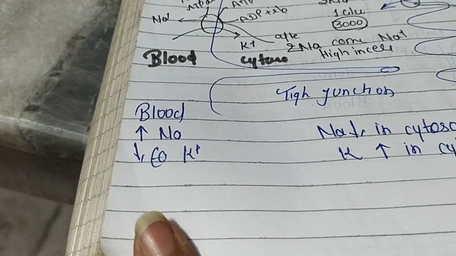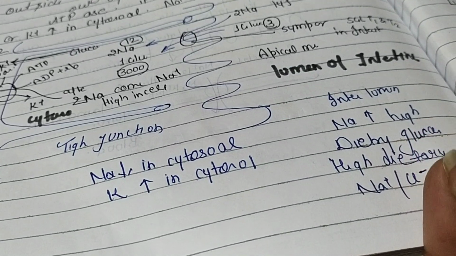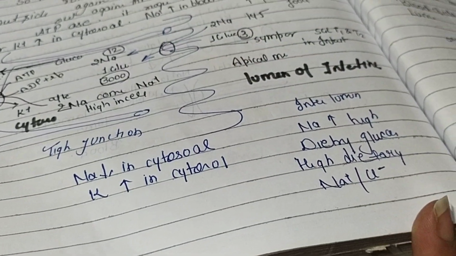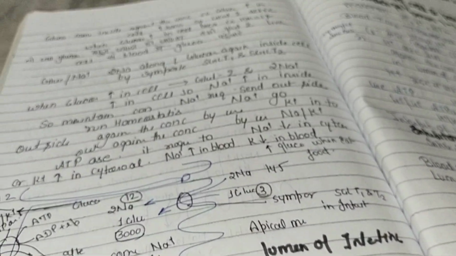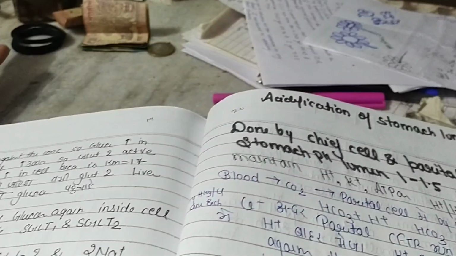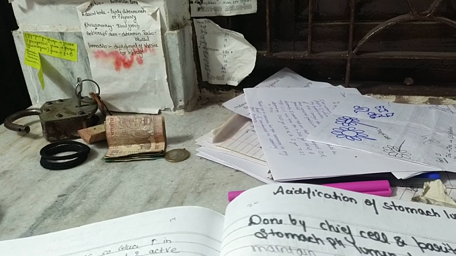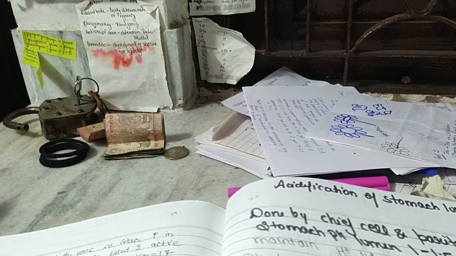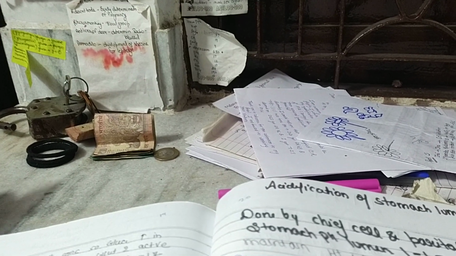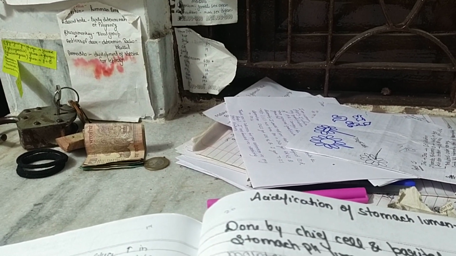Blood: high sodium, low calcium and potassium. Intestinal lumen: sodium high, dietary glucose high, and sodium and chloride concentration high. Now we talk about the acidification of the stomach lumen, done by the chief cell and parietal cell. The stomach lumen pH is 1 to 1.5, which is maintained by the hydrogen-potassium ATPase.